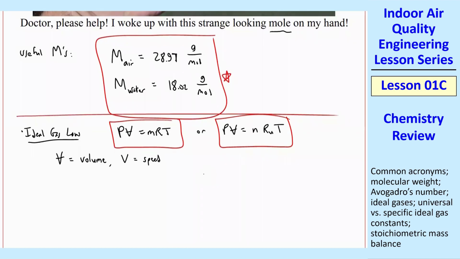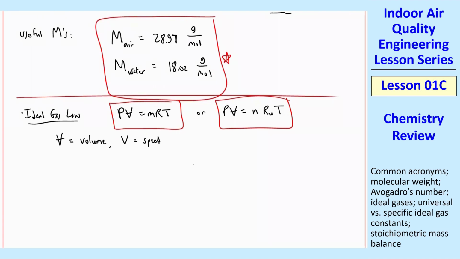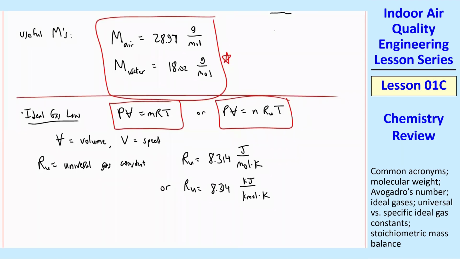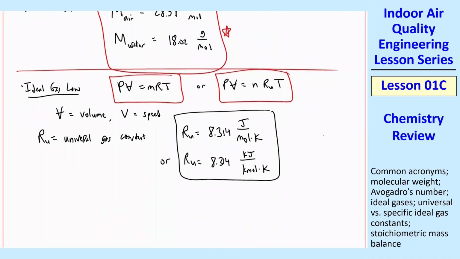When I wrote my fluids book, I used a different font for V. So some of you are familiar with that kind of script looking font for volume, whereas V is just the normal Times Roman font. So here, R_u is called the universal gas constant, and R_u is equal to 8.314 joule per mole K. And you can also write that as 8.314 kilojoule per kilomole K. So either of these is acceptable. Just use the one that is easiest to use in whatever equation you're using.